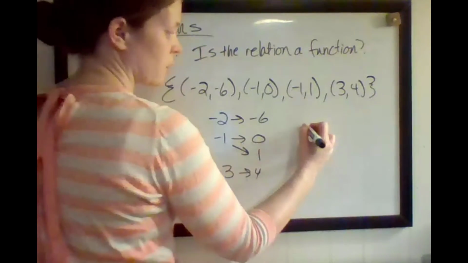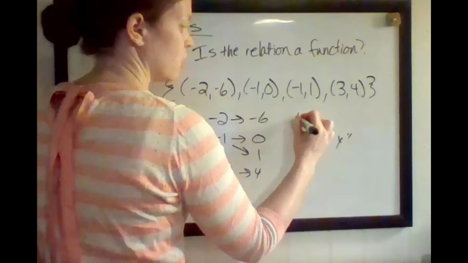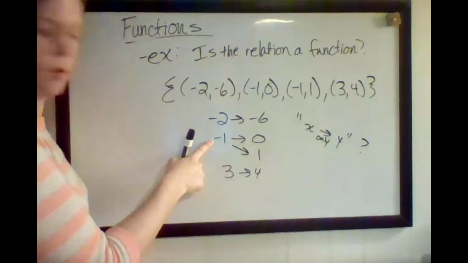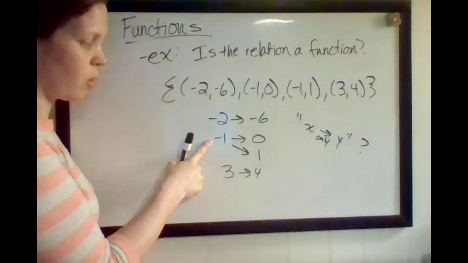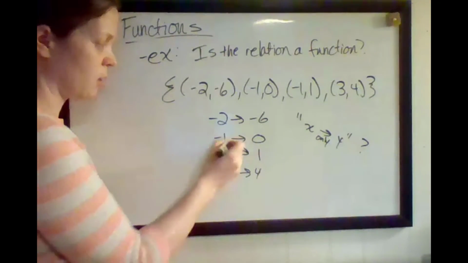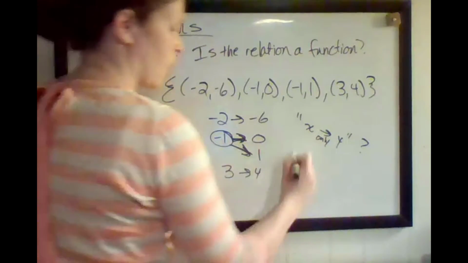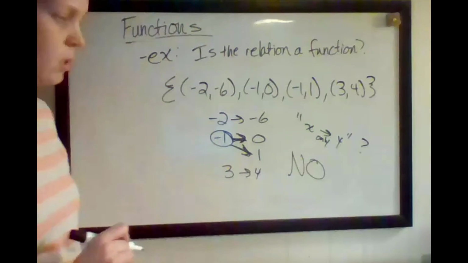So does each x go to only one y? No, because this x, -1, goes to two different things. It goes to 0 and it goes to 1. So this x goes to two different y's. So this is not a function. No, it's not a function.